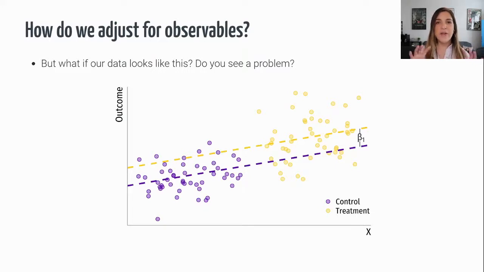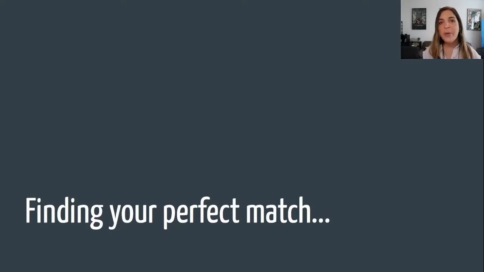You have clearly two very distinct groups, and regression analysis just doesn't put any restriction on the fact that they need to look somewhat alike, and I don't want to fully rely on extrapolation to estimate an effect. So this is basically where other methods come in, such as matching and weighting.